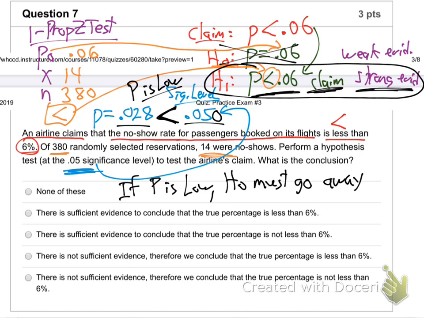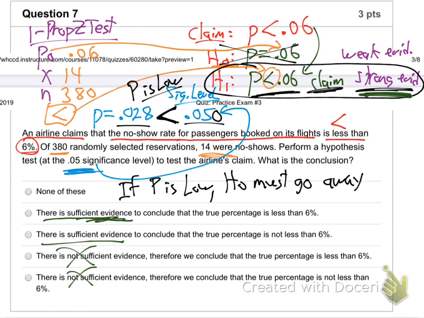Okay, so therefore, let's read through the possibilities now. First, is there sufficient evidence? Yeah, it's going to be one of those two, not these two, right? We've already narrowed two of them out because there is strong evidence, isn't there? See how we know that? Because we rejected the null. The P was low, so the null went away. So we keep the H1, which always means strong evidence. So it's one of these two.